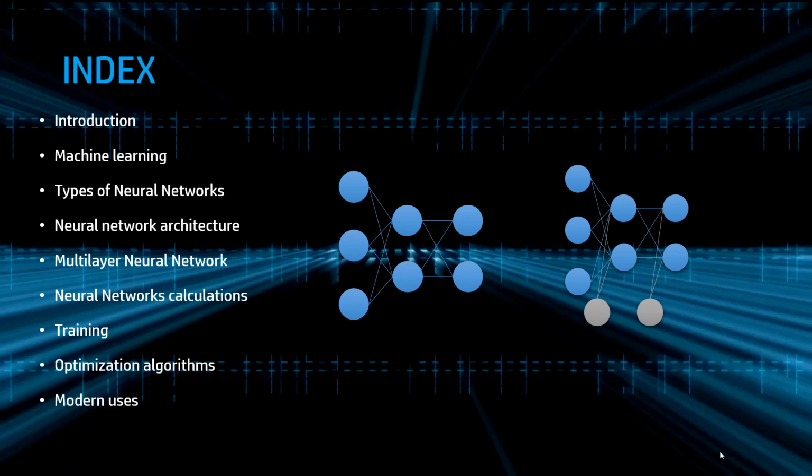Also, I will explain some optimization algorithms for creating a fast and efficient neural network that learns fast. And finally, I will talk about the modern uses that neural networks are currently having in companies such as Amazon, Nvidia, or even Google.